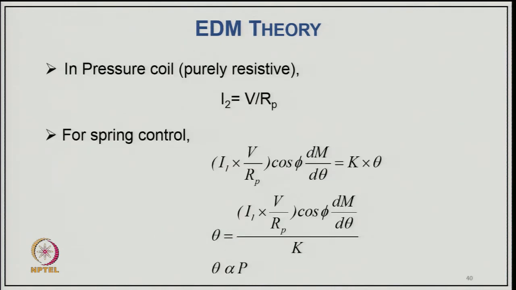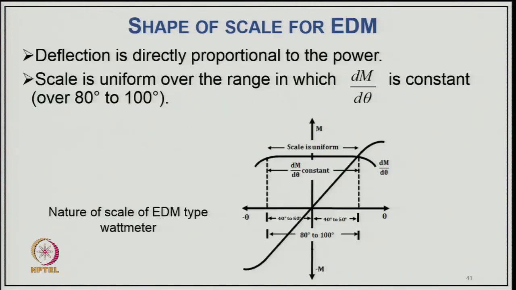The pressure coil being purely resistive, we can say I2 equal to V upon Rp, and for spring control we can say I1 into V upon Rp cos phi into dM upon d theta equal to k into theta. So theta comes from here: theta equals I1 into V upon Rp cos phi dM upon d theta divided by k, or theta is proportional to P.